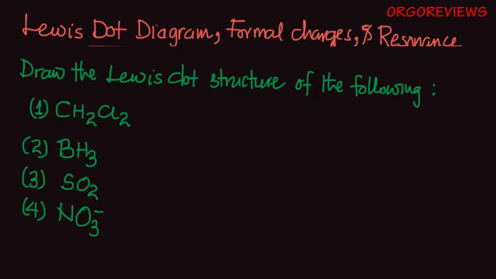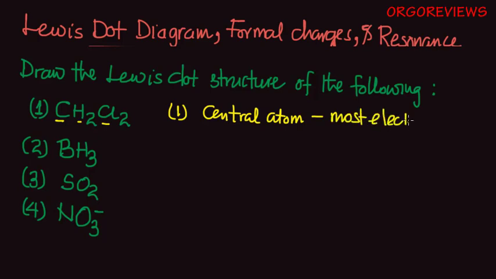Dichloromethane has carbon, hydrogen, and chlorine. So in order to draw the Lewis dot structure, there are certain rules that need to be followed. The first rule is that you always have to identify a central atom. So the central atom is the most electropositive. And to be able to identify the most electropositive, usually it is the one that has the most bonding.